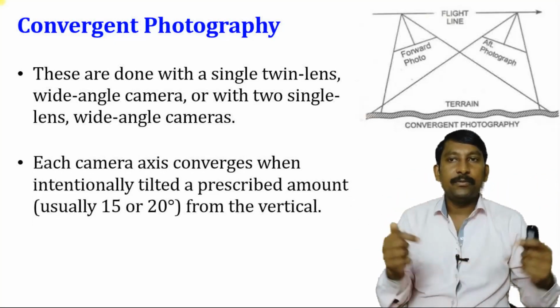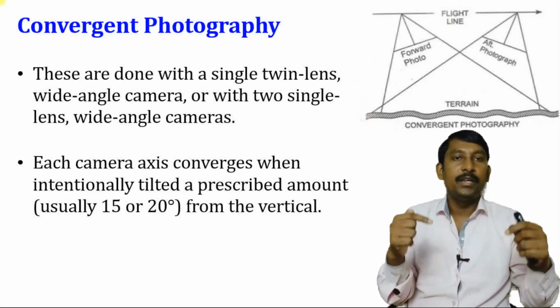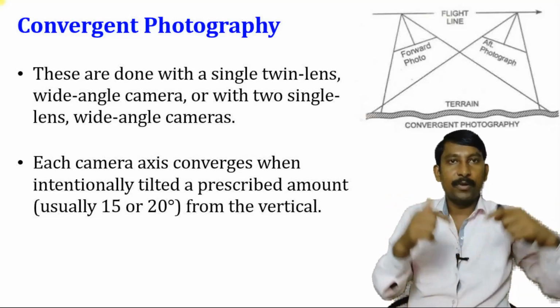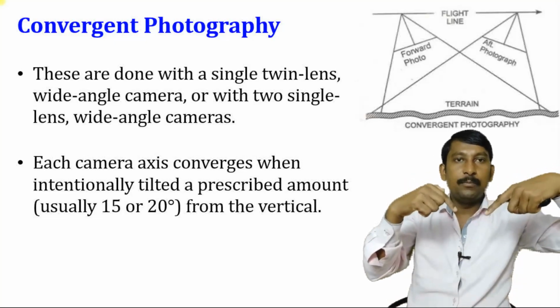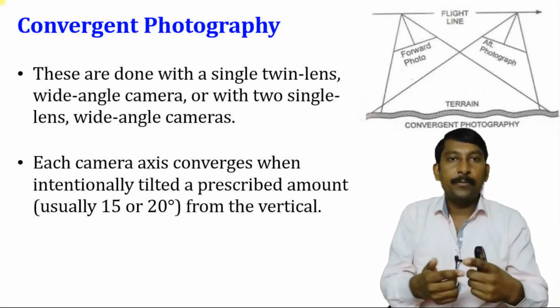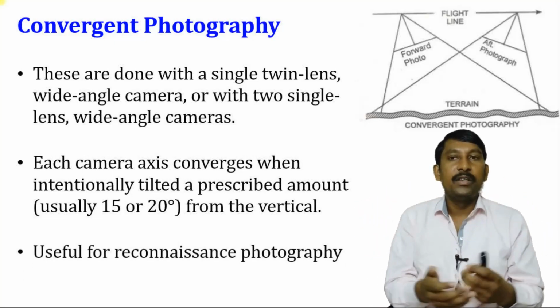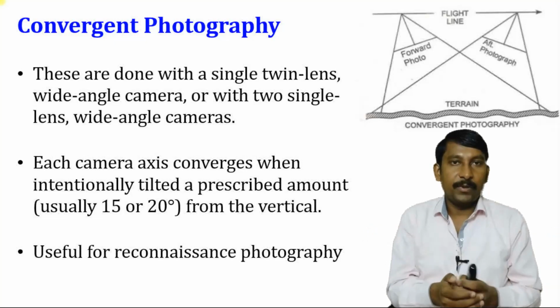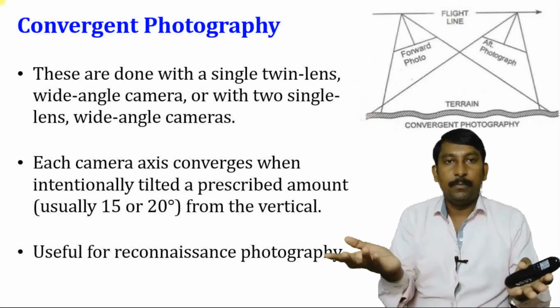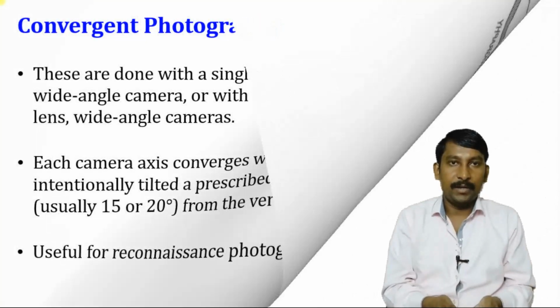Each camera axis is initially tilted a prescribed amount, usually 15 to 20 degrees from the vertical, meaning the tilt angle is 15 to 20 degrees. The convergent photographs are oblique photographs, not vertical photographs. Useful for reconnaissance photography, not useful for the purpose of mapping an area in photogrammetry.